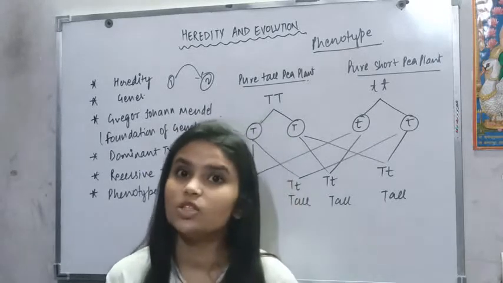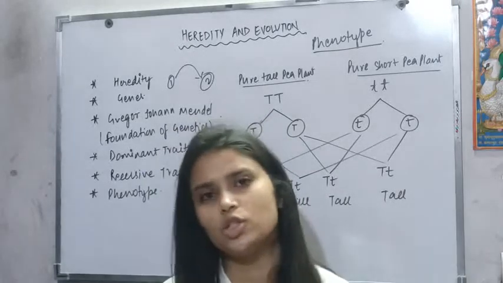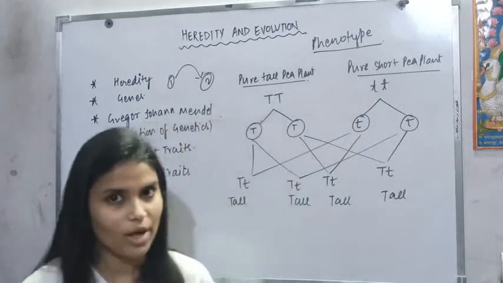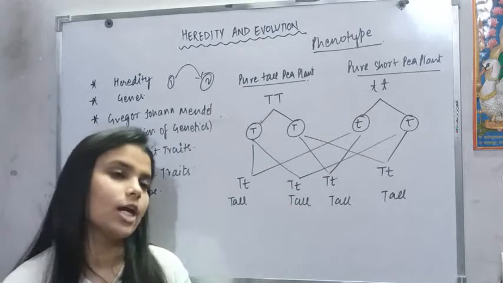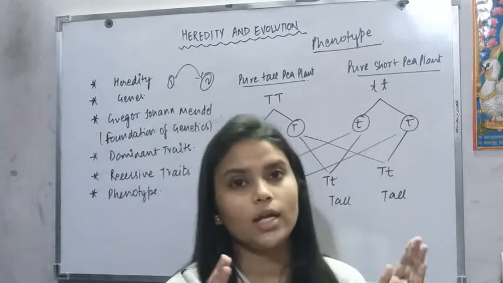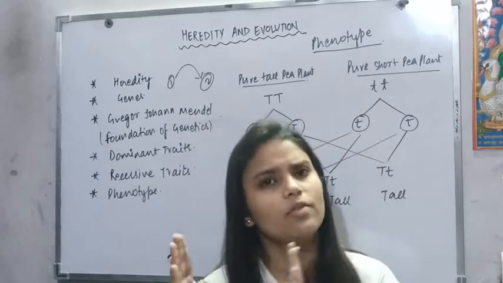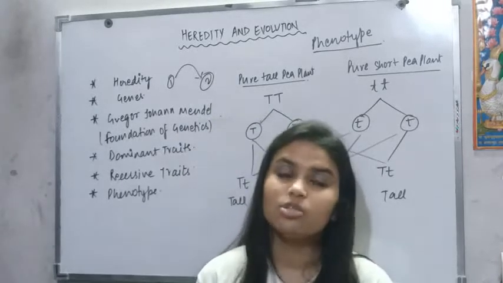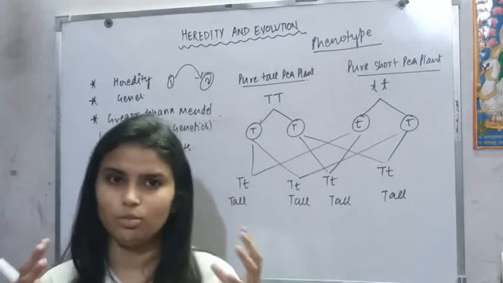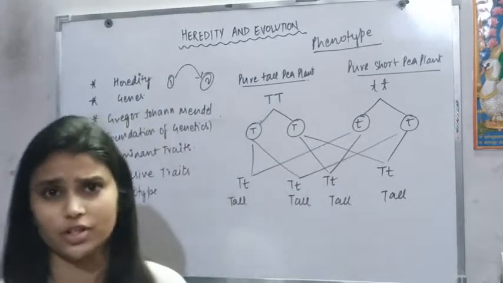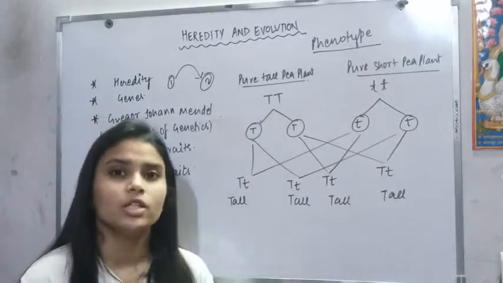It can control one characteristic, or it can control more than one characteristic also. For example, there is a gene for the hair color, there is a gene for the skin complexion. Similarly, there are different types of genes, and each gene can control only one function, or some genes can control more than one function, or several functions can be controlled by the genes.